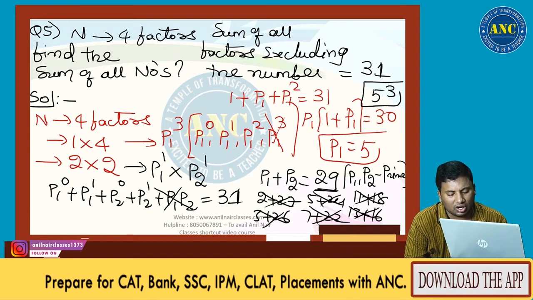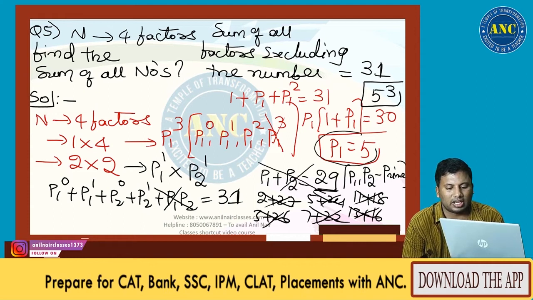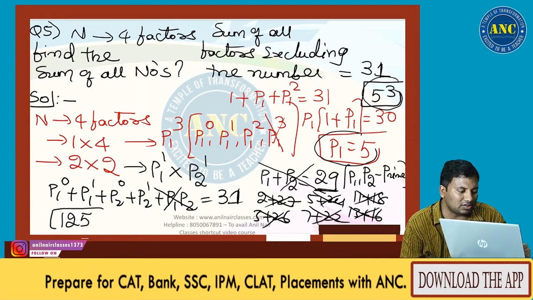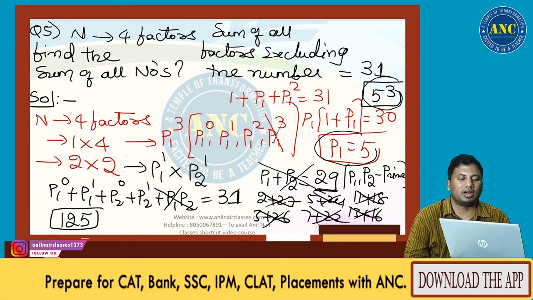23 plus 6 not possible. None of this case is not possible. So only case possible is 5 cube. In that 5 cube, what is the sum of all such numbers? Only one number I got, and that number is 125. I hope the idea is clear.